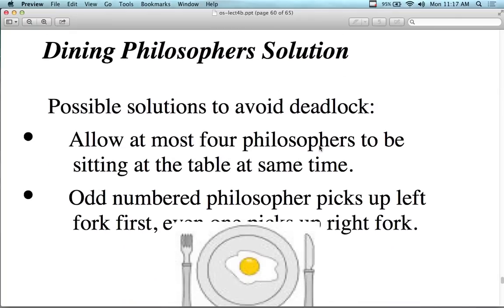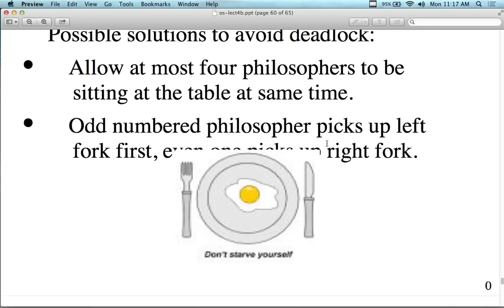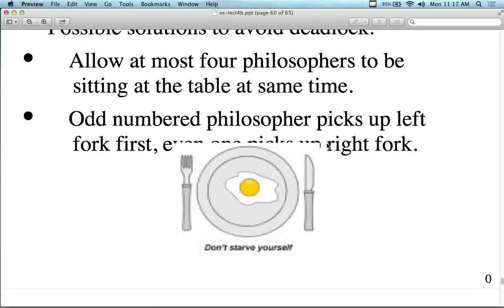So the solution to avoid the deadlock is to allow at most only four to be sitting at the table at a time. Limit the number of processes, so you only have four instead of five. And then the odd-numbered philosopher picks up the left fork first and the even-numbered picks up the right fork.